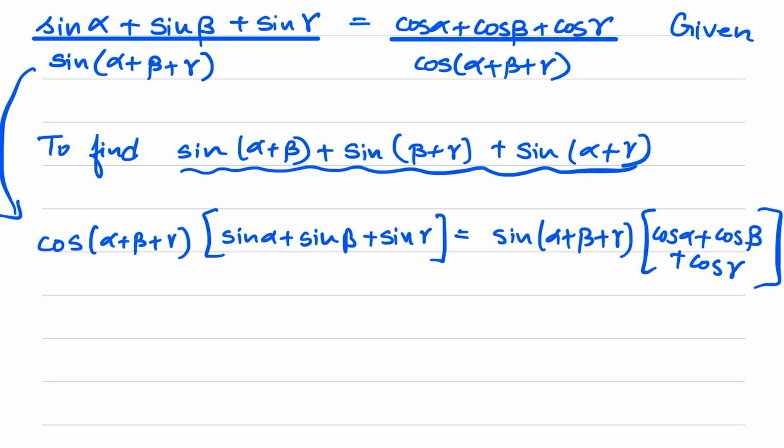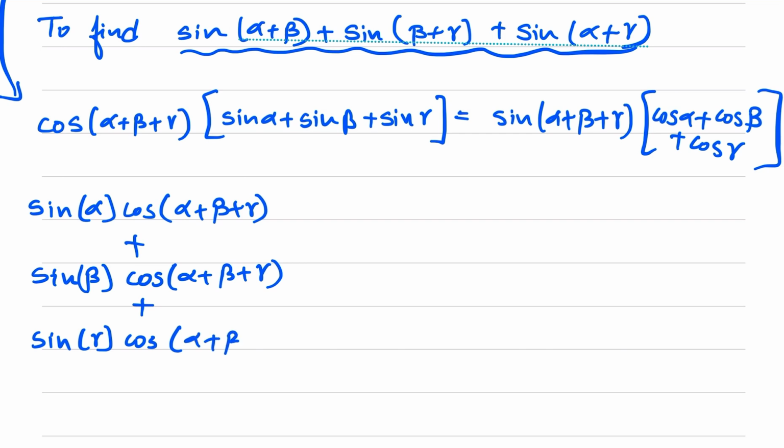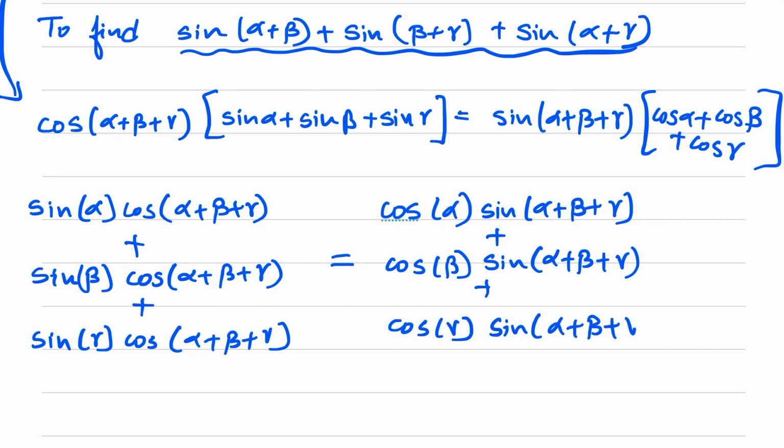All right, let me open up the terms. I will get sine alpha cos of alpha plus beta plus gamma plus sine beta into cos of alpha plus beta plus gamma plus sine gamma into cos of alpha plus beta plus gamma, and this will be equal to cos alpha sine of alpha plus beta plus gamma plus cos beta sine of alpha plus beta plus gamma plus cos gamma sine of alpha plus beta plus gamma.